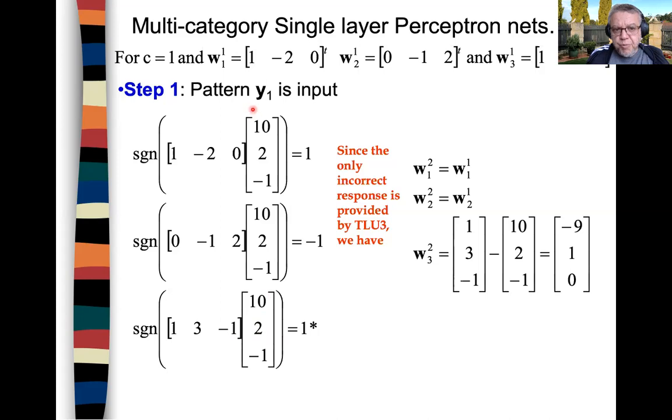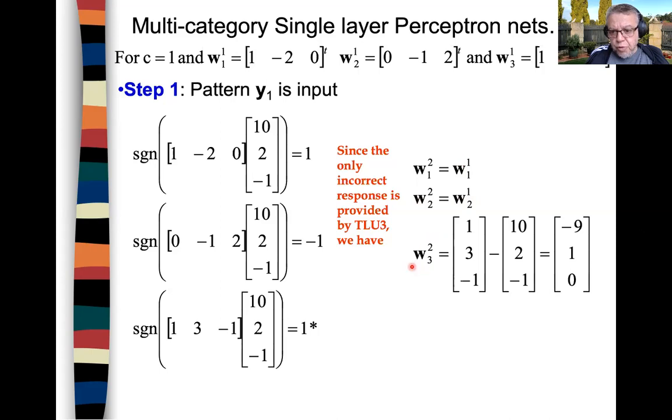But we know that this pattern 1 is supposed to belong to class 1. So we're supposed to have 1 here, and -1 and -1 here. But then we don't get the -1 here. We know that the desired response here should be -1. So since the only incorrect response is provided by the third logic unit, we have to keep the weights for the first threshold unit the same, so we don't change them. So the weight in the second, after training, would stay the same. Same thing for the second threshold unit.